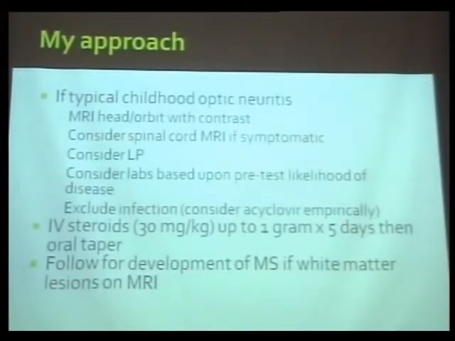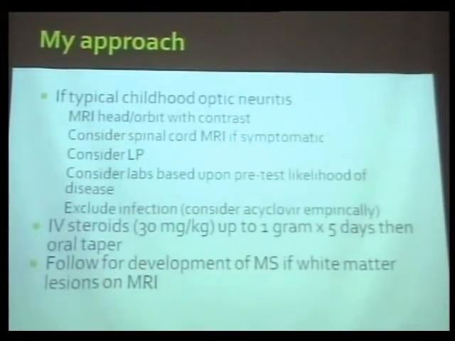So, what's my approach? If they have typical childhood optic neuritis, I'm going to do that MR head and orbit with contrast material. I'm going to consider a spine MR if they're symptomatic or if I'm worried about the Devic variant. We're going to do a lumbar puncture, and my cutoff is kind of 50 cells, but some people's cutoff is different. If you've got 100 cells, it's hard to convince me that's demyelinating disease. That's much more likely to be a post-infectious ADEM. And we're going to exclude infectious etiologies. In the United States, a PCR for HSV is going to be done on our patients who have CSF abnormalities and bilateral optic neuropathy, and they often are being treated empirically in the U.S.